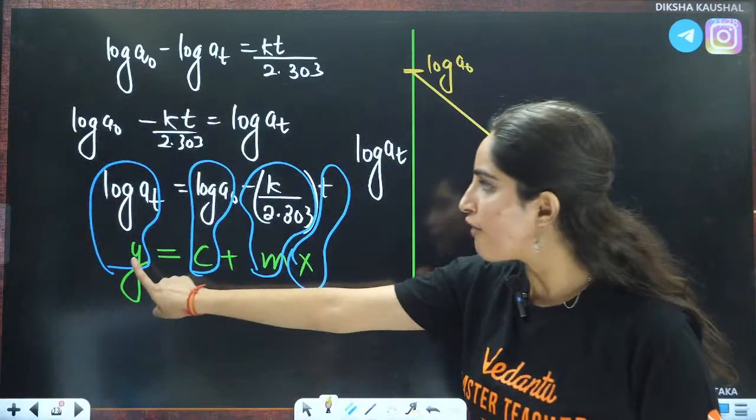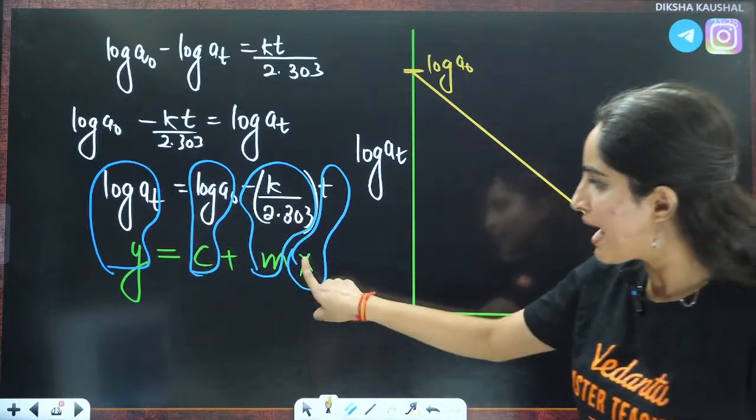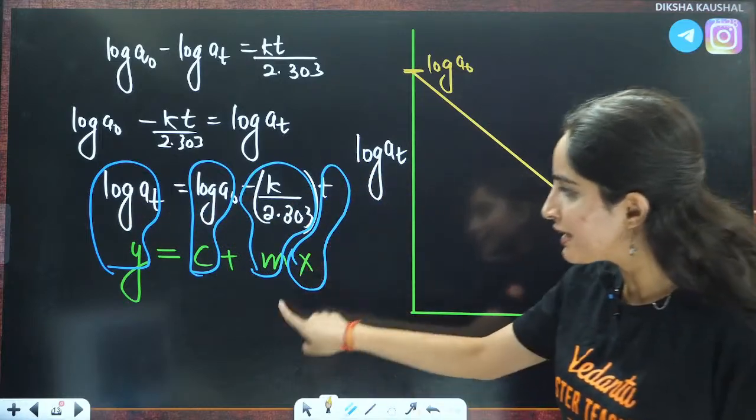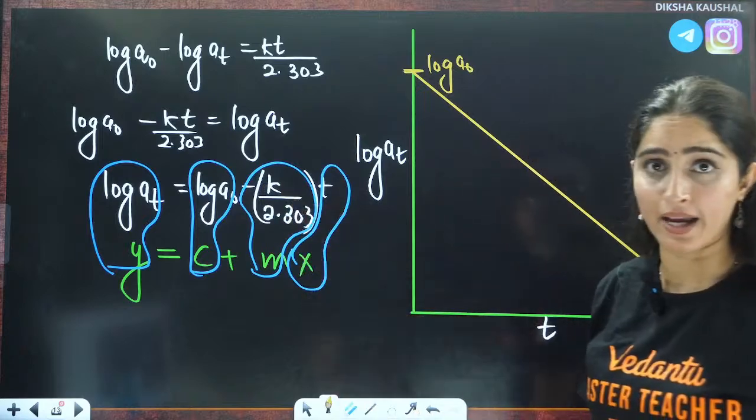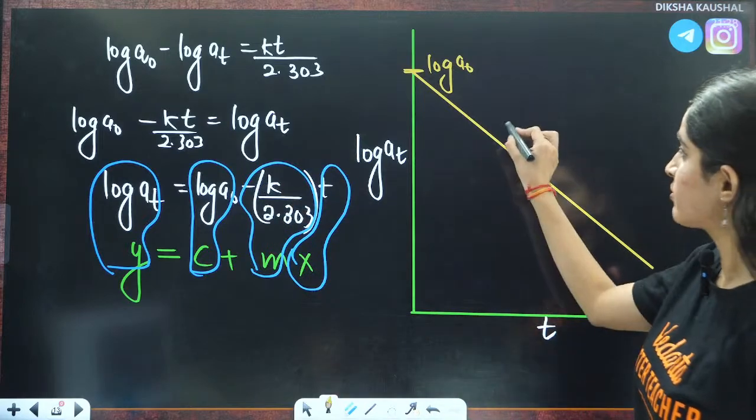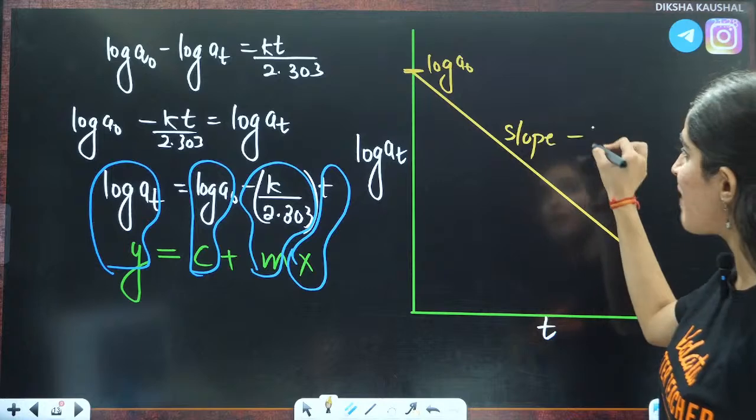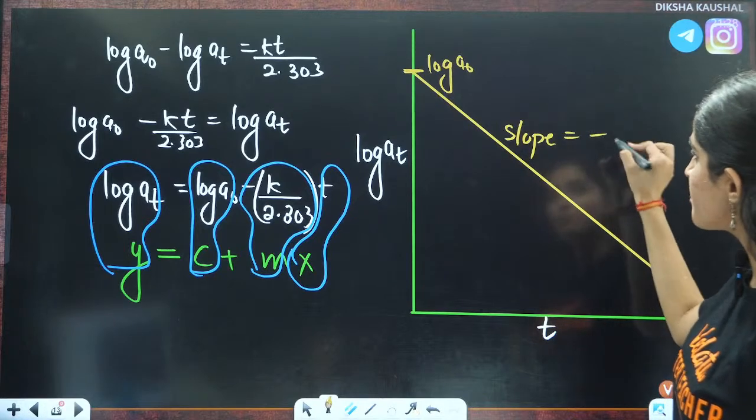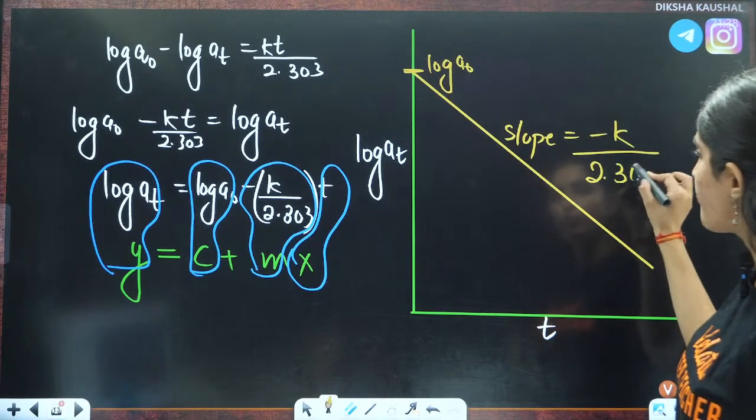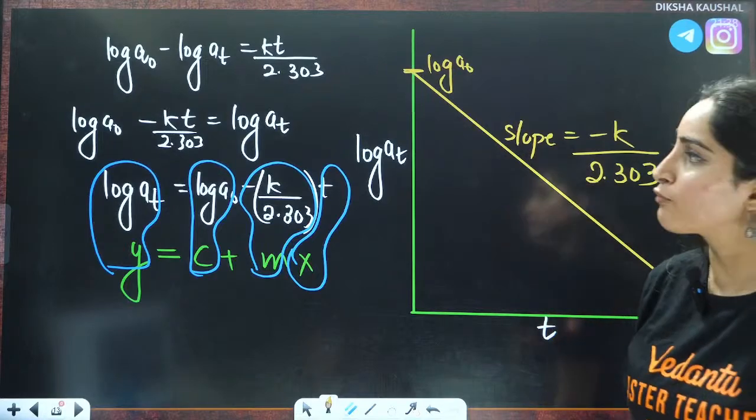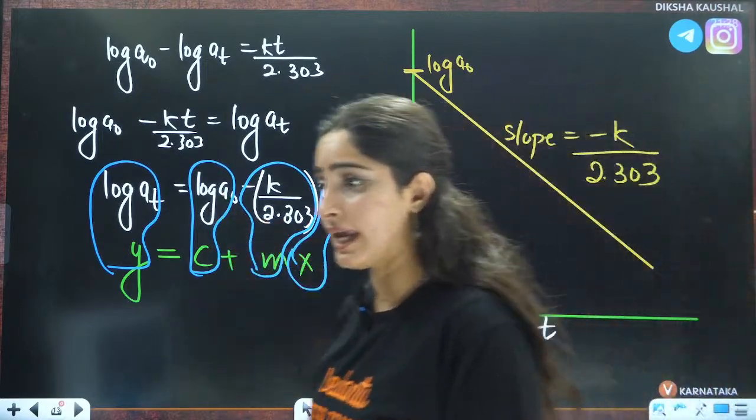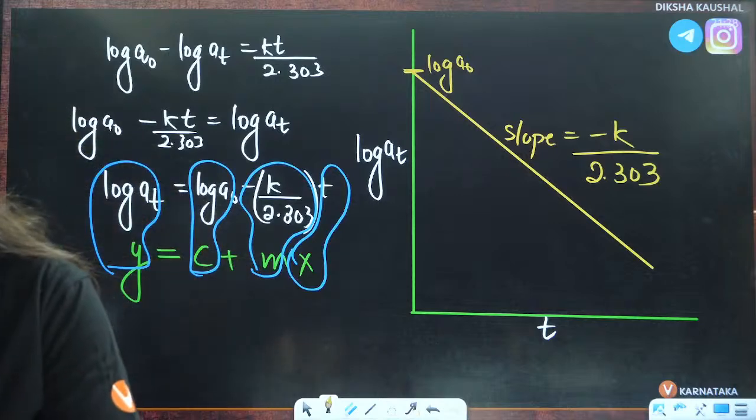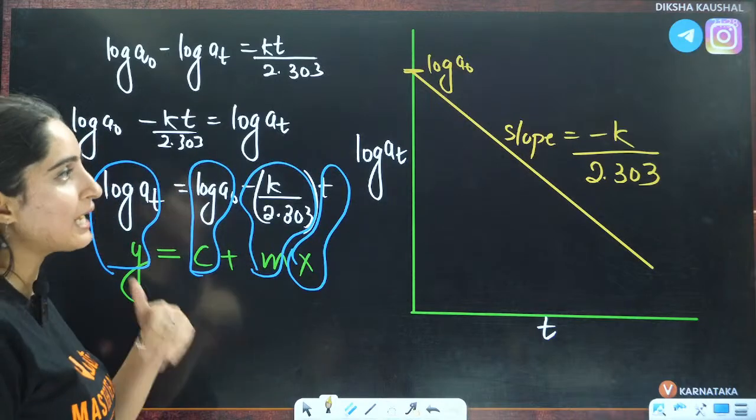So now y is log A, x is time, and the slope is minus k by 2.303. So the slope is not minus k, the slope is minus k by 2.303. And what is the intercept? That is log A0. Okay? The intercept is log A0.